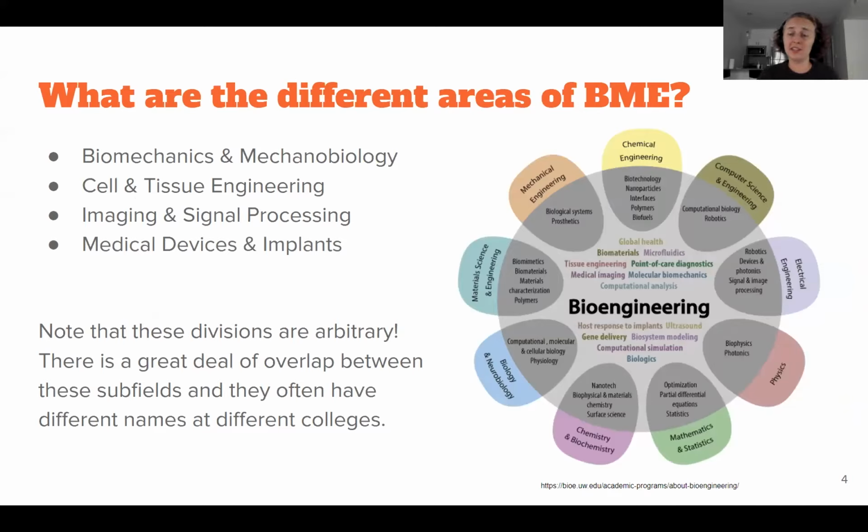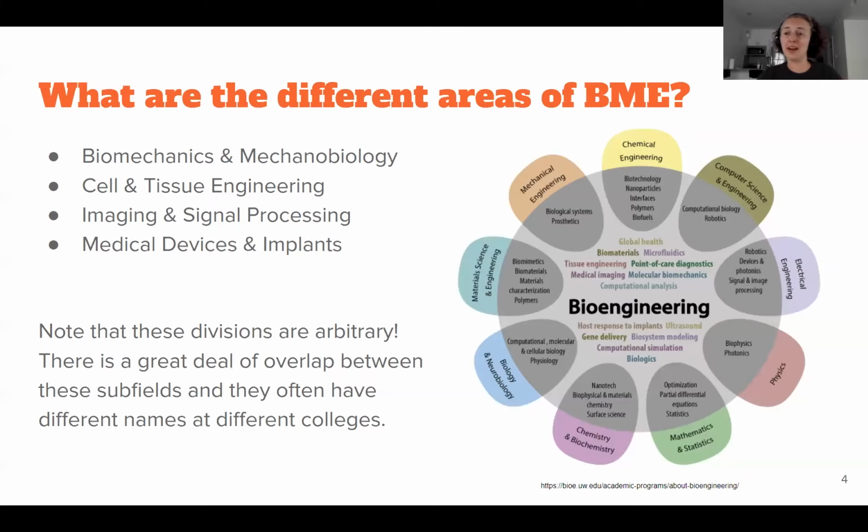So what are the different areas of BME? These are the four that we're going to talk about today, but I just want to highlight that every college, every university, even every biomedical engineer you might talk to breaks it up differently. These aren't the only four areas. Some people might call them different things. They might combine different areas. As you can see in the diagram on the right, there are a lot of different areas that fit under this umbrella of bioengineering or BME.